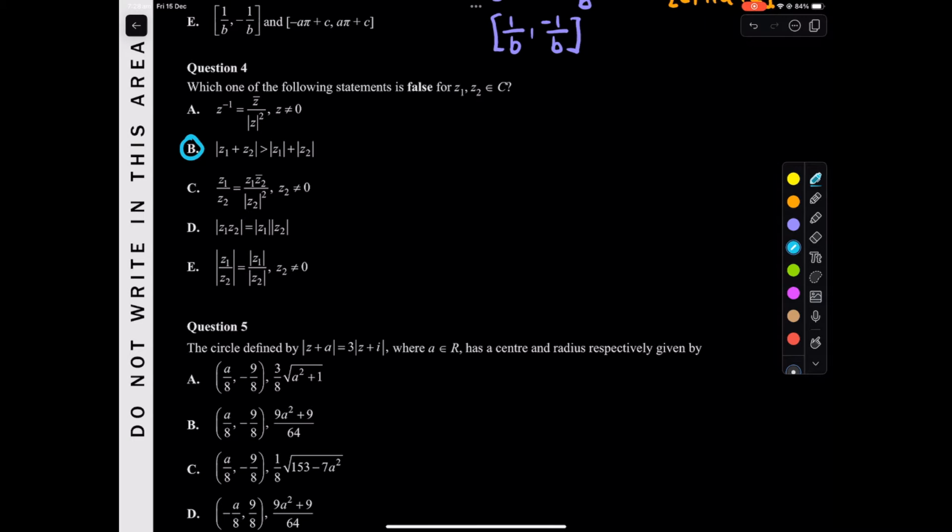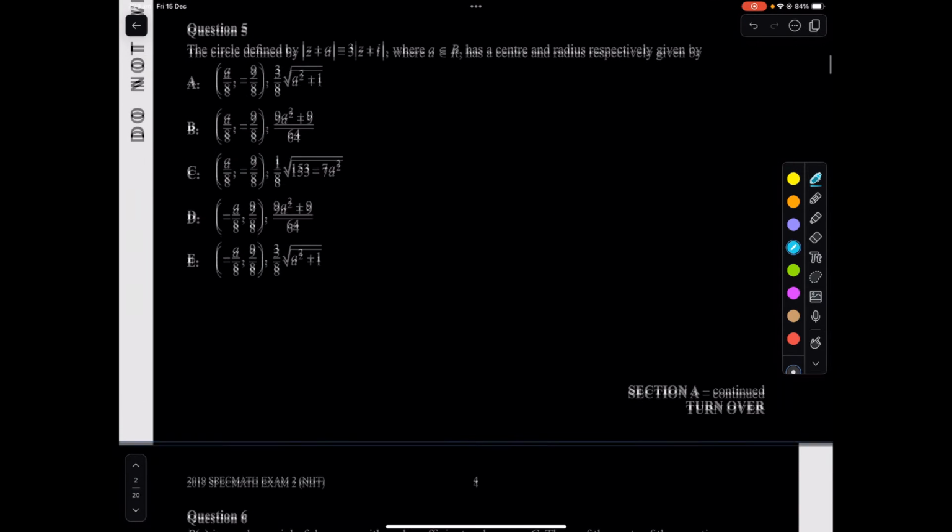Look, when you get questions like this, use your calculator to your advantage. A lot of students might just let Z be X plus Y, and they'll do algebra and it'll take too long. No, use your calculator to your advantage. Sub in some values, follow all those conditions, see which ones are false and choose that as your answer. Done. Question 5.